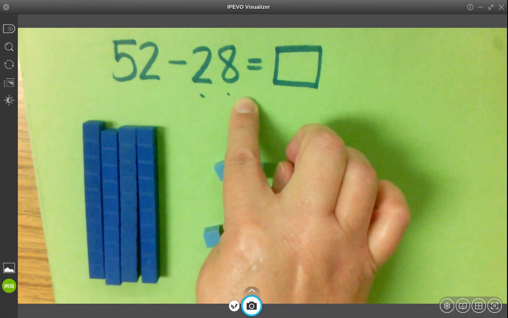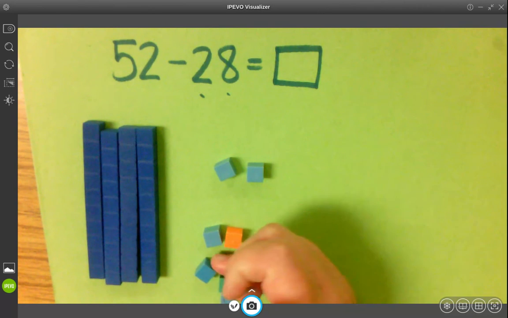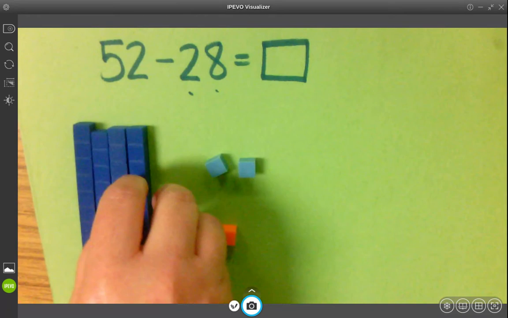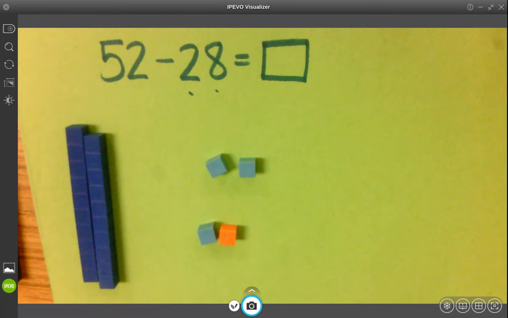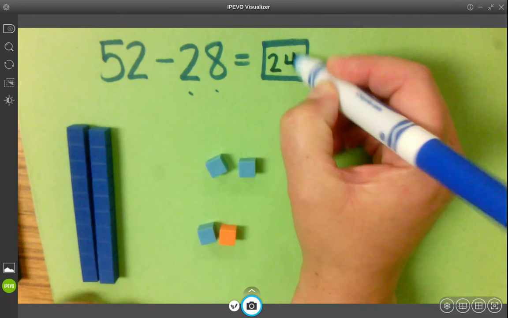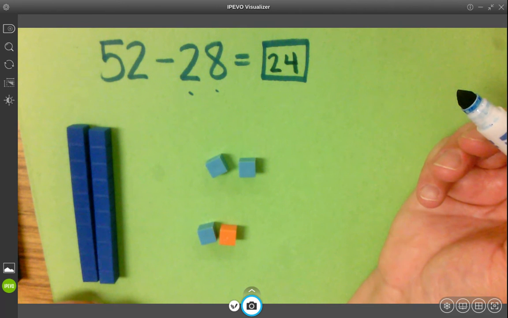Now we're able to take away 8 ones, and we're able to take away 2 tens. When we do that, we can see that we've got 2 tens left and 4 ones. So my answer is 24.